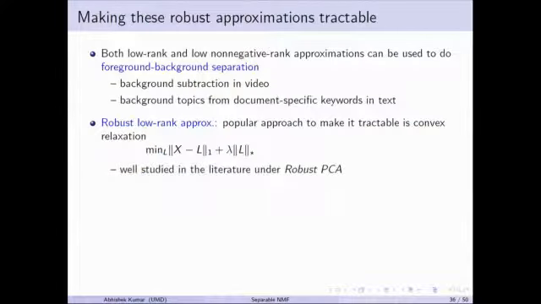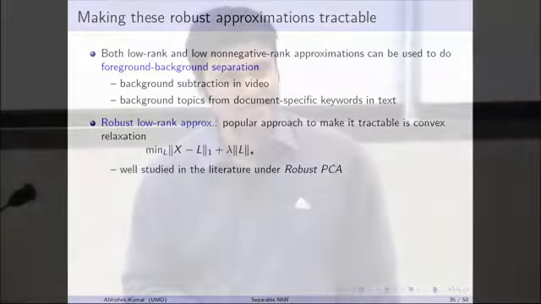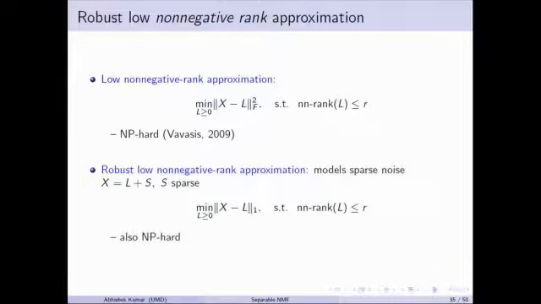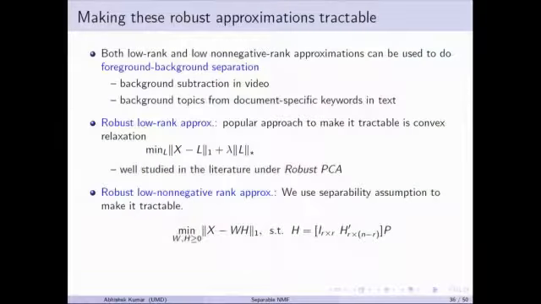Here is one popular approach to make robust low rank approximation tractable. They replace the rank function by a nuclear norm penalty, and then this problem becomes convex. This is well studied in the literature under the name of robust PCA. In the robust low non-negative rank approximation, we propose to use a separability assumption to make it tractable, because this problem, as we saw earlier, was NP hard. So the problem is that we want to minimize the L1 norm of X minus W times H with a separable structure on H.